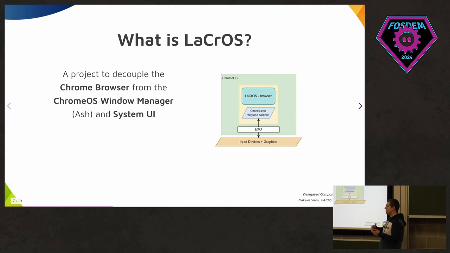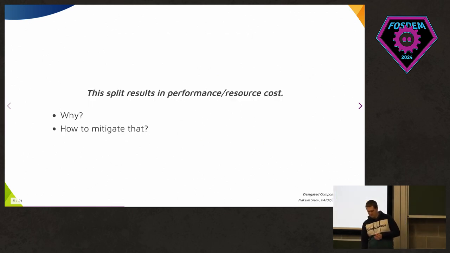ChromeOS itself runs on DRM, but you can also use X11 and run the ChromeOS emulator on your Linux device. So Lacros is using Wayland to communicate with Exo, which is built into ChromeOS, and which forwards the input devices and handles some graphics communication. But there was a problem. This split resulted in performance and resource cost. But why, and how to mitigate that?